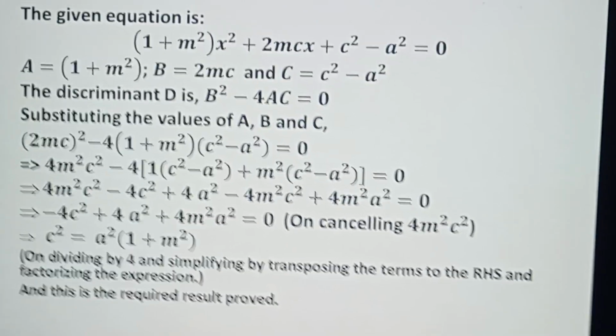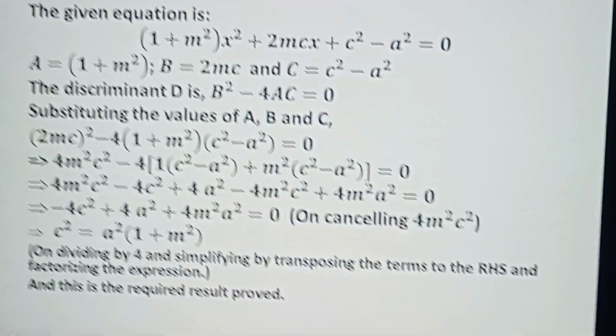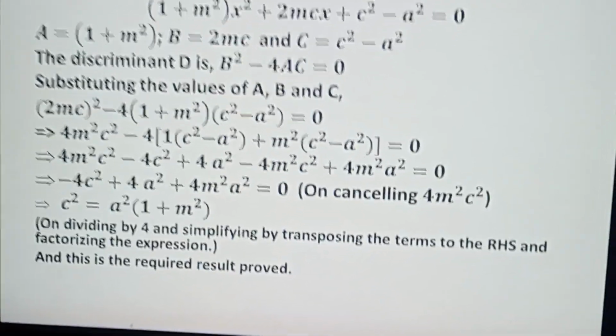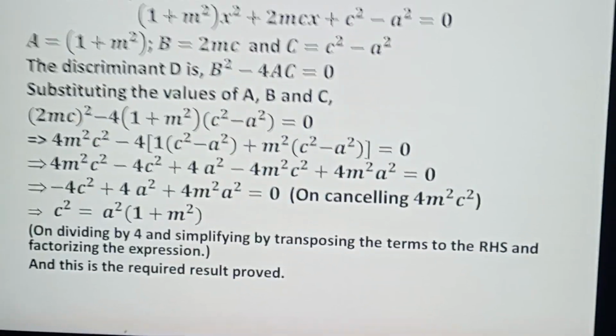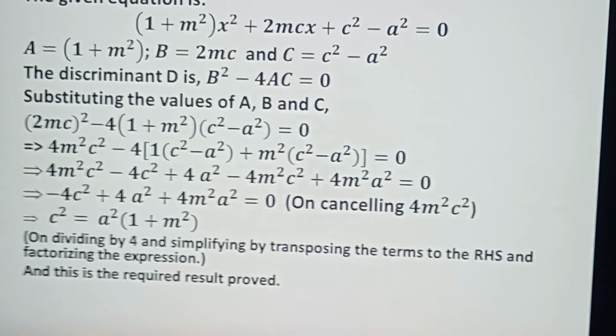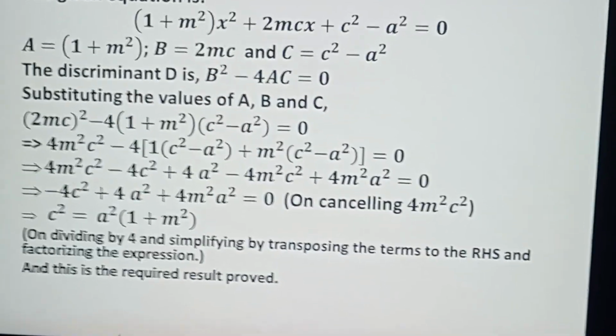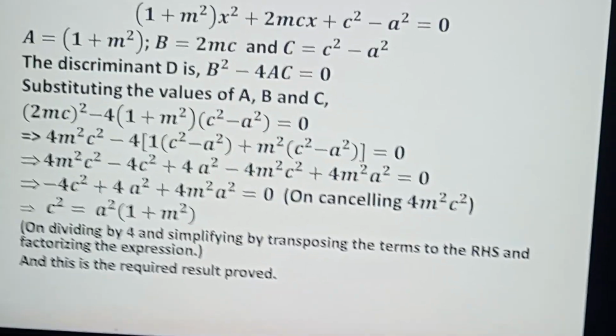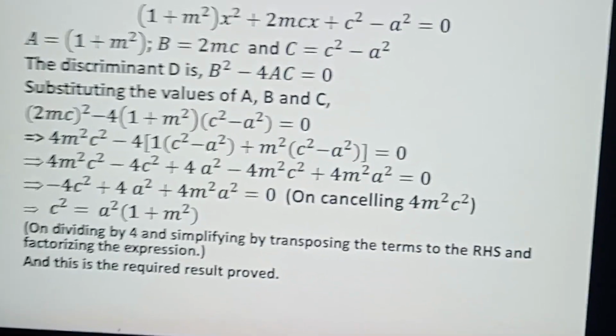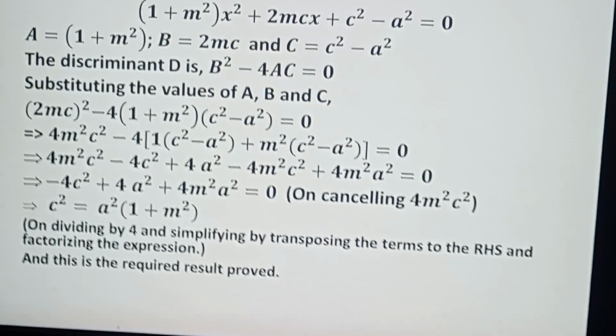So 4 into, we use the distributive property of multiplication over addition here, and subtraction or whatever it is. We are using 1 first and then we are multiplying by c squared minus a squared. Then plus m squared is multiplied again by c squared minus a squared. All this is put within the square brackets, equal to 0 again.